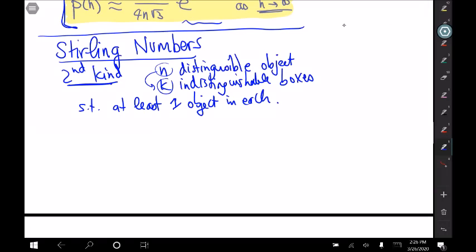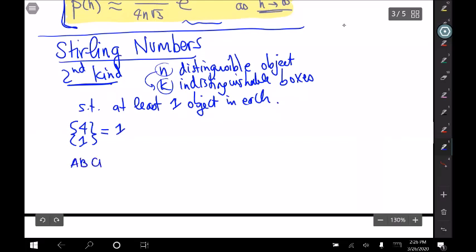Just for an example, suppose that you have 4 objects. How many ways can you place these 4 objects into one box? One way, that makes sense. Remember, the objects are distinguishable. So for instance, you can think of them as A, B, C, D. Those are our 4 objects. You're trying to put these objects into the boxes.